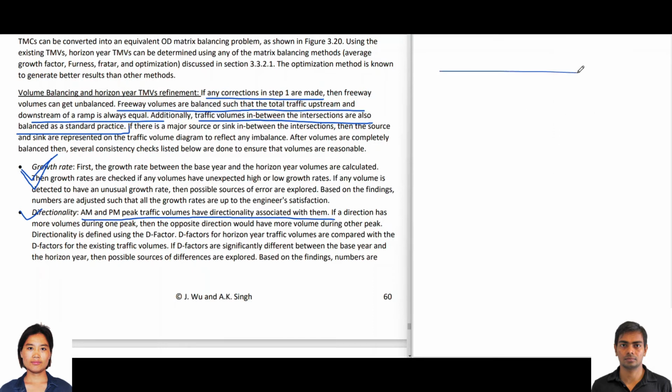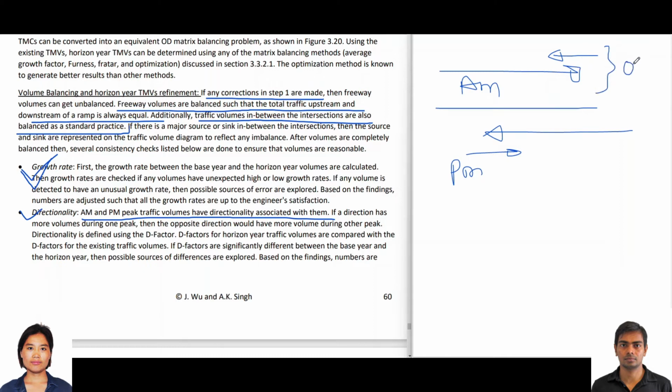So in AM peak, if one direction is peak and the other direction is small, so this is my AM peak. In PM peak, usually the opposite happens. So this direction will have fewer vehicles, and the other direction will have more vehicles. So this is called directionality. If a direction has more vehicles during one peak hour, then the opposing direction would have more vehicles during the other peak. So this is called directionality, and what we do is we try to calculate the directionality factor here.